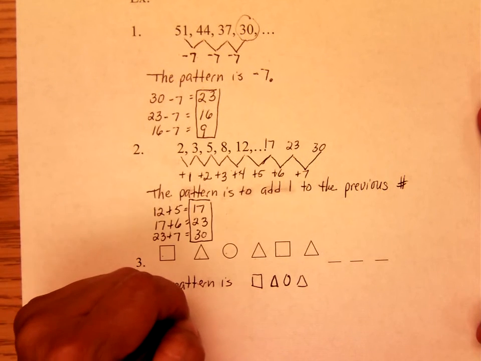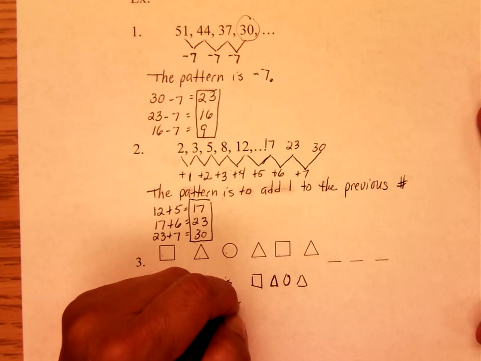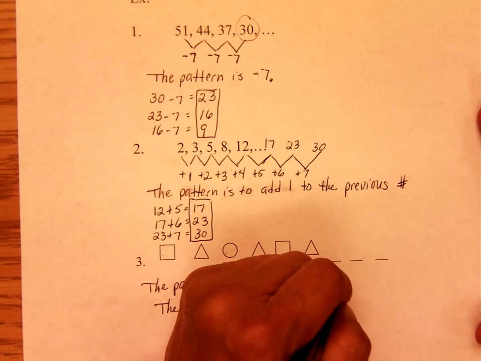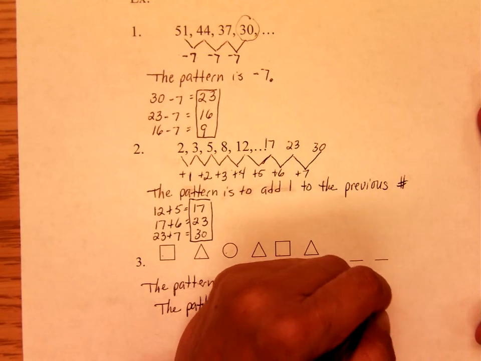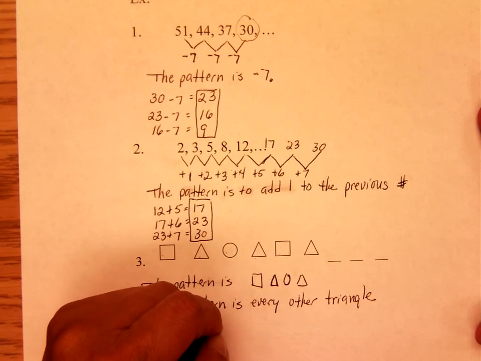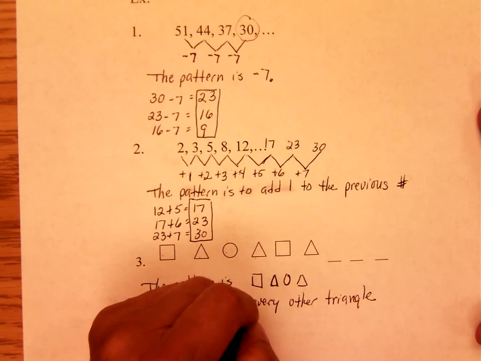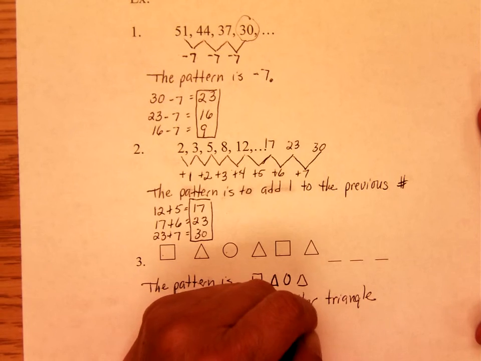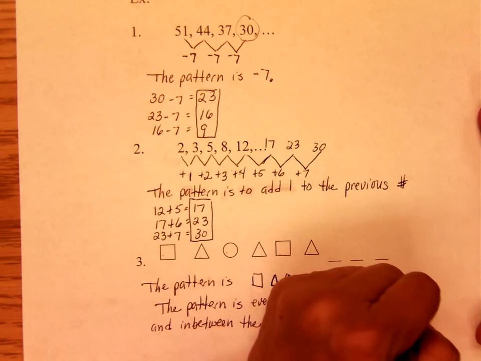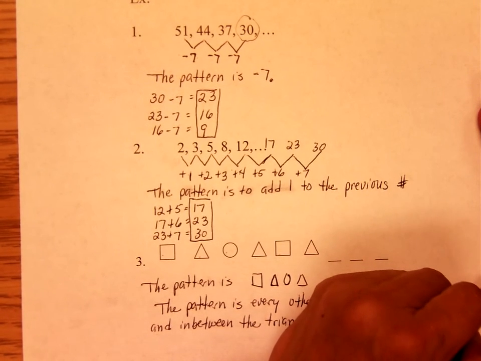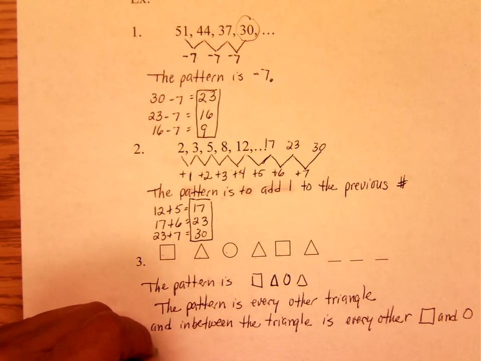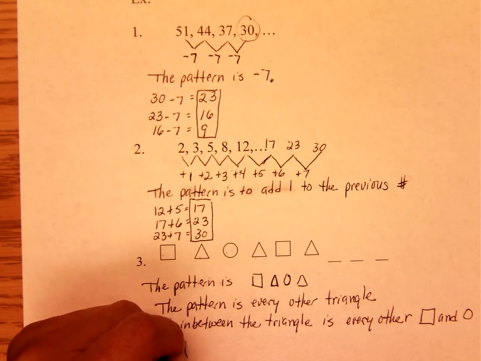Okay, some of you guys might write it as this. The pattern is every other triangle, and in between the triangle is every other square and circle. So your next 3 would be circle, triangle, square.